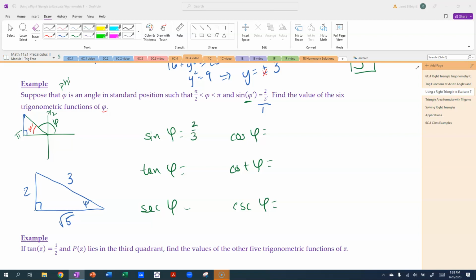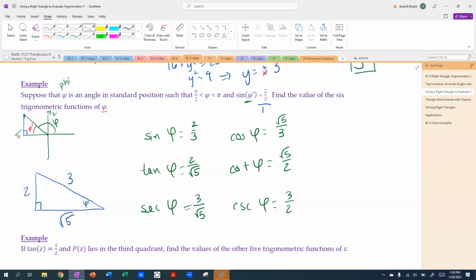Cosine would be adjacent over hypotenuse, square root of 5 over 3. Tangent would be opposite 2 over adjacent 5. Okay, cotangent would be its reciprocal, square root of 5 over 2. Secant, okay, that would be the reciprocal of cosine, 3 over square root 5. And then cosecant would be the reciprocal of sine, so 3/2.